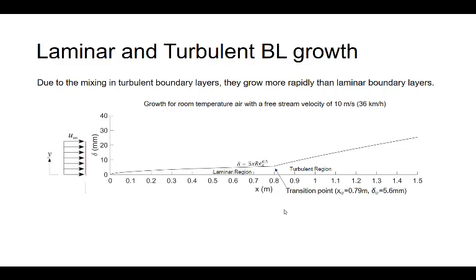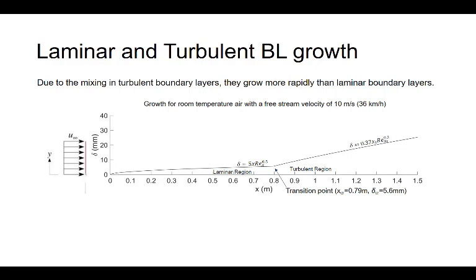In the laminar region, we calculate the thickness of the boundary layer using the Blasius solution. The laminar boundary layer thickness is 5 times the value of x, the distance away from the leading edge, times the Reynolds number evaluated using the length scale x. This is u infinity times x over the kinematic viscosity of air.